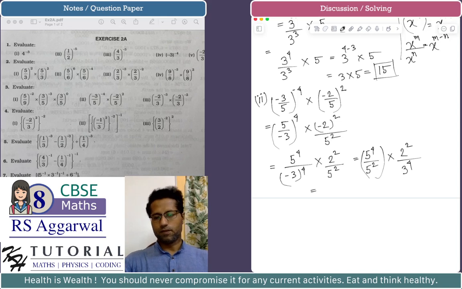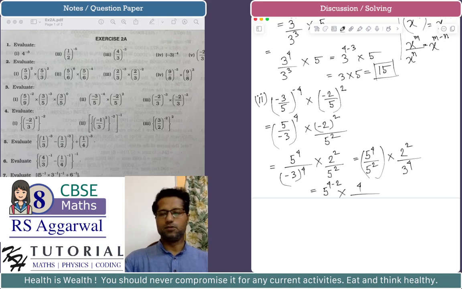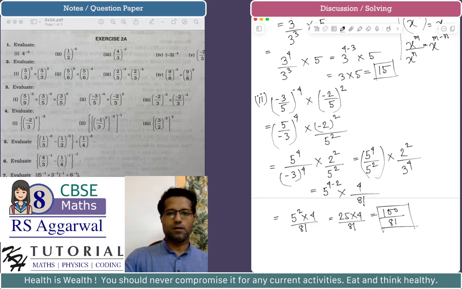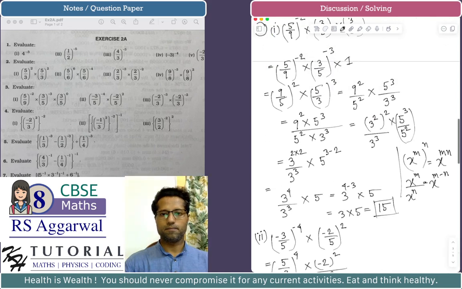Okay, so now we have 5^4 divided by 5^2, so this becomes 5^(4-2), multiplied by 2^2 which is 4, and 3^4 is 81. This is equal to 5^2 into 4/81, which is 25 multiplied by 4/81, and this is equal to 100/81. Okay, so problem number 3 is done.